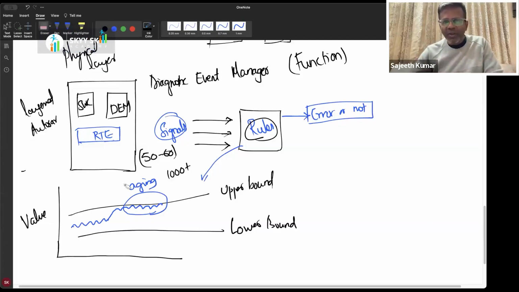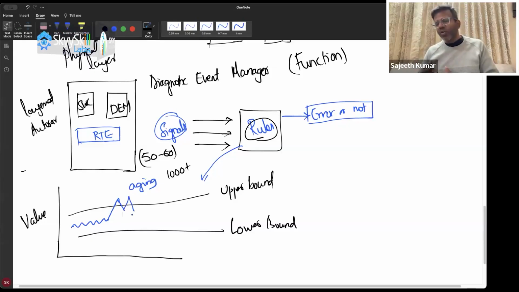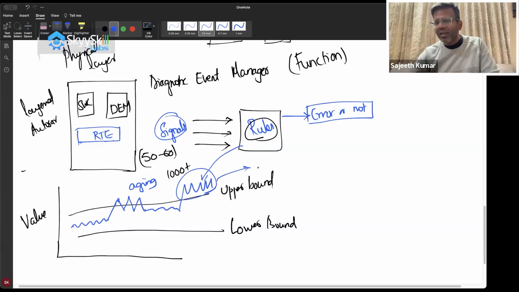Whereas, because of an error, maybe a short circuit or whatever it is, the signal starts going out of the bounds. So what will you do? Suppose it goes up and comes back, goes up and comes back. Technically it is an error, but when do you call it an error? You wait for some 3 or 4 cycles. If it comes back, then you don't register it as an error. But if it continues going up somewhere here, then this triggers an error. Or if it goes below, then this triggers an error.